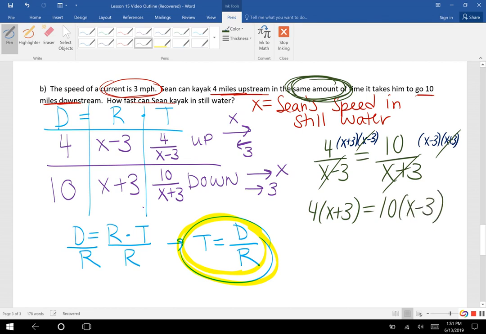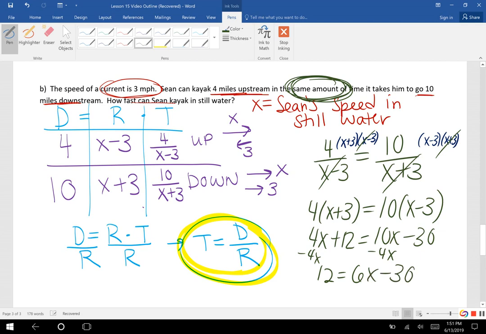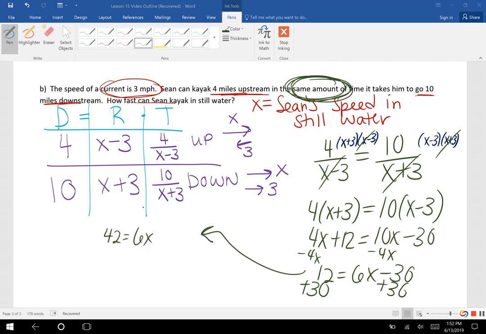We get rid of the parentheses, and then we need all the x's on one side. I put the x's on the right this time. So 12 is 6x minus 30. I add the 30. So 42 equals 6x. Divide both sides by 6, so it looks like x is 7 miles per hour.